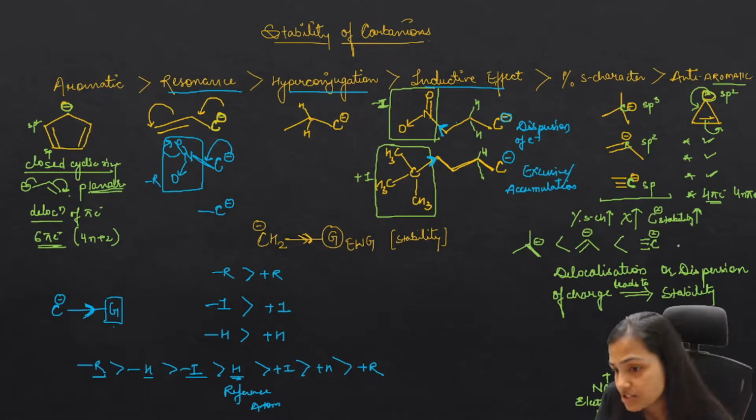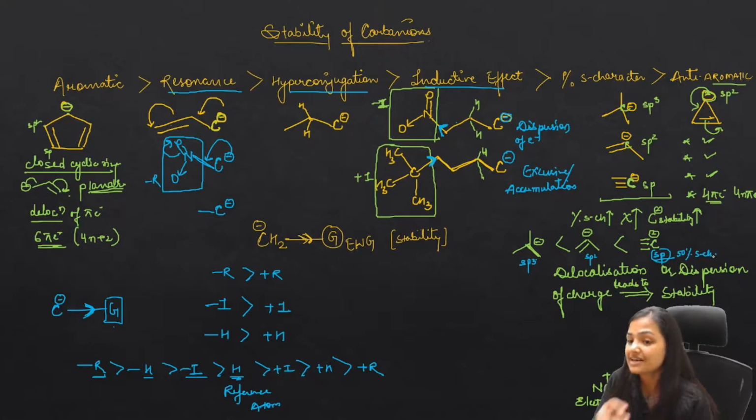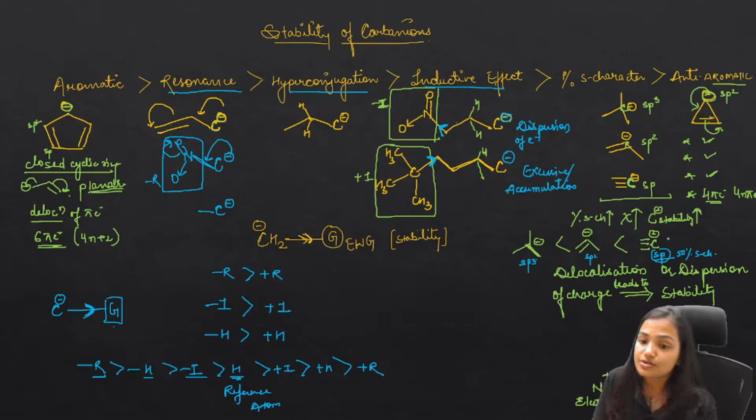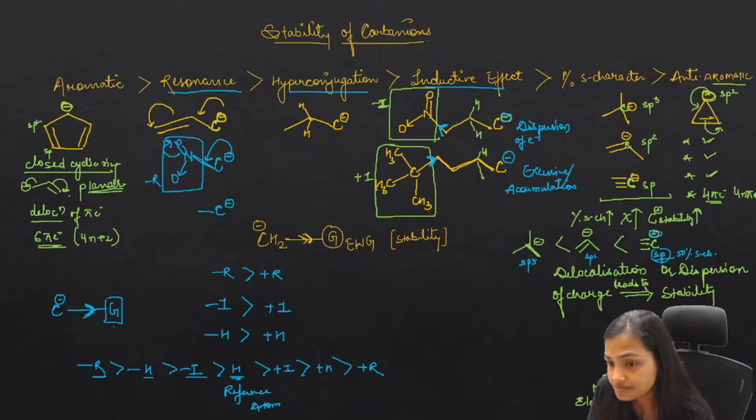This is the stability order because this carbon is sp hybridized. sp means it has the maximum percentage of s character. The percentage of s character is 50%, and here this is sp2 and here it is sp3. So as the s character increases, and here we have the maximum, that is 50% s character, the electronegativity increases and the stability increases. So out of all these carbanions, this carbanion is most stable.